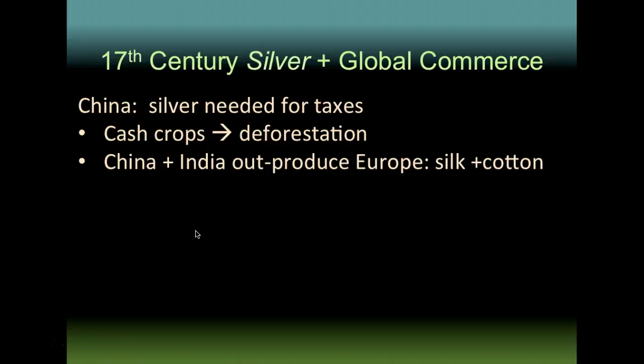In China, the government decided that silver would be needed to pay taxes. Rather than paying taxes in a commodity like rice that someone would grow, the government decided that people would have to pay their taxes in the form of silver. So they would sell their foodstuffs that they grew for silver in order to be able to pay their taxes. And this led to cash crops.